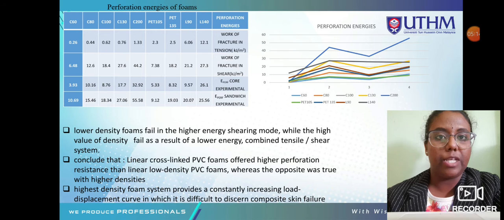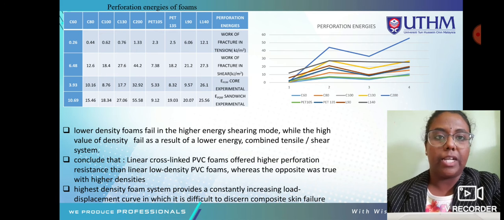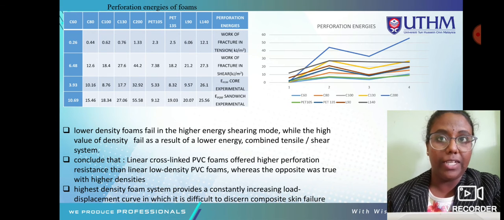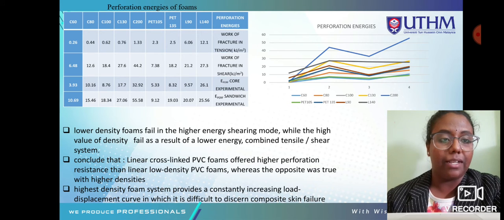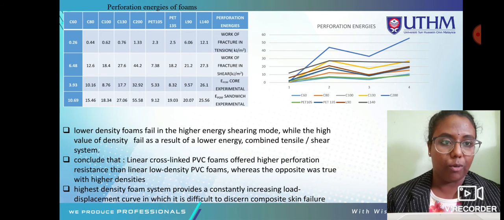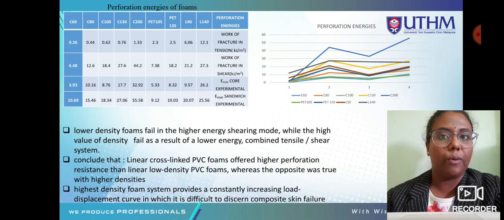This table is about the perforation energies of foams, and the graph is drawn beside. This graph suggested that the higher density cross-linked foams would have outperformed their linear counterparts if failure had occurred in pure shear mode rather than a mixed shear or tensile mode. At last, it is clear that PET foams give the lowest perforation energies.